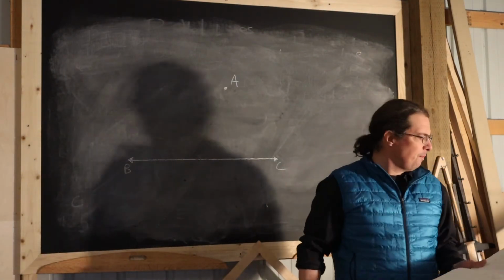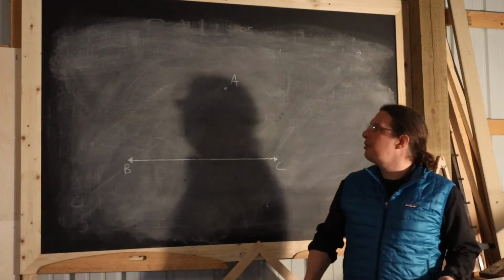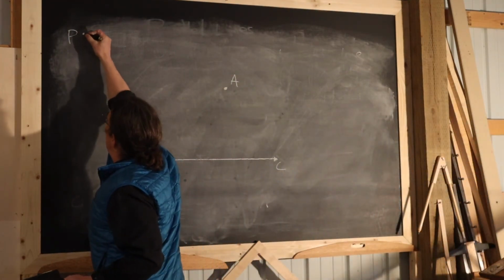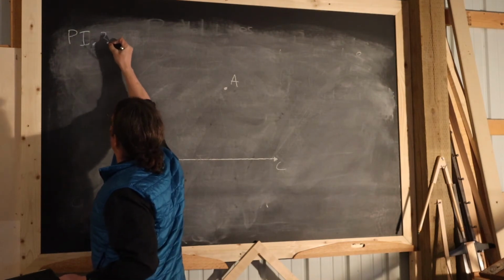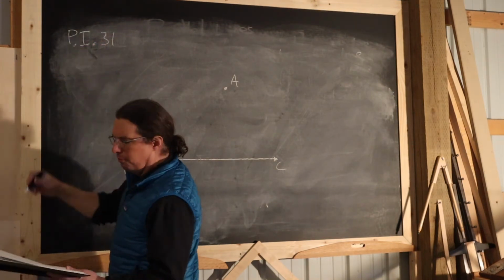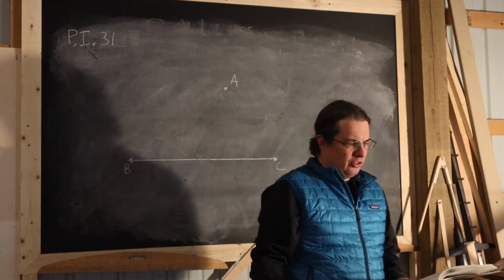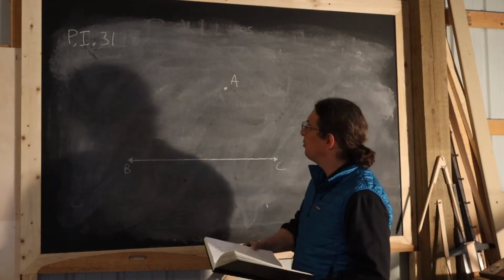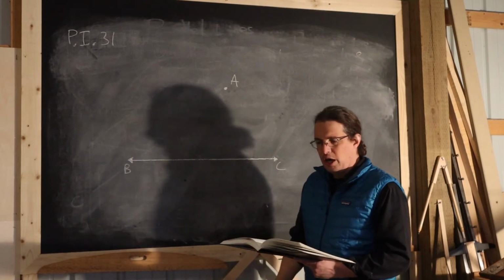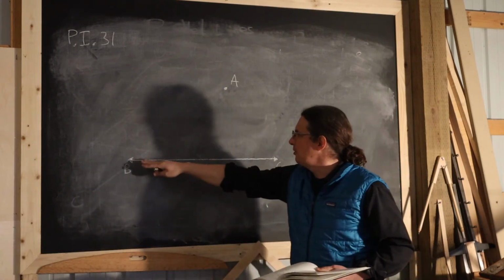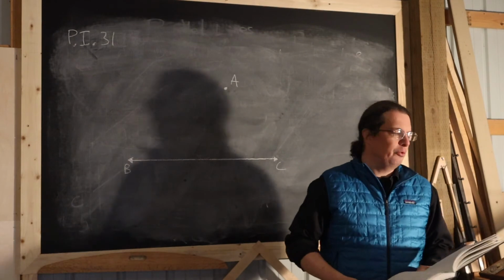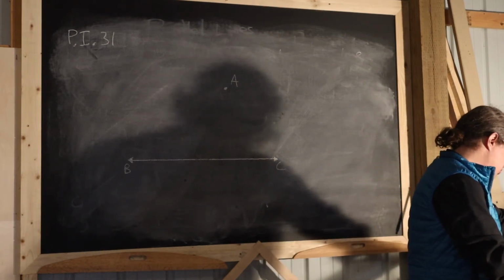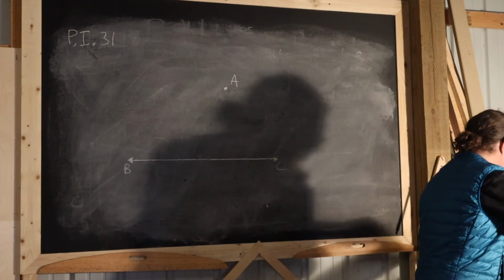All right, well, that is the subject of proposition 31 of book 1. Euclid's statement of that proposition is: through a given point, this one, draw a straight line that's parallel to a given line. That's the goal that we stated a minute ago. So how would we do that?